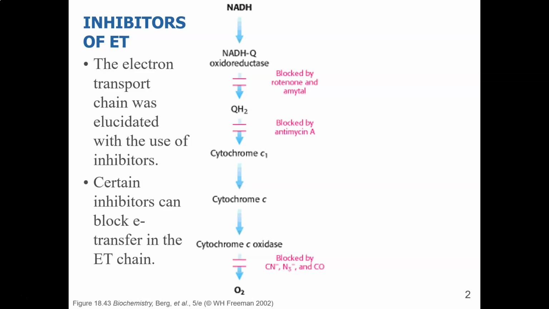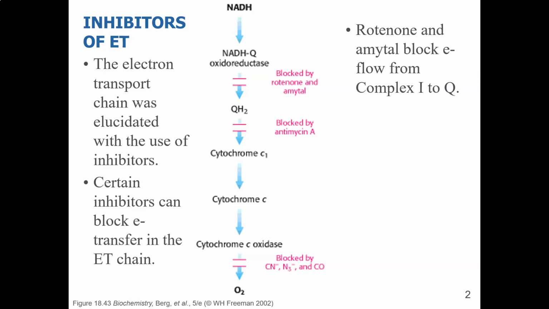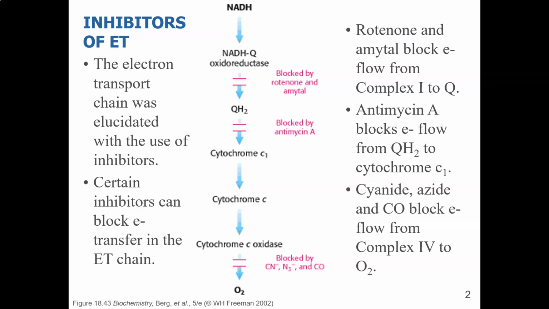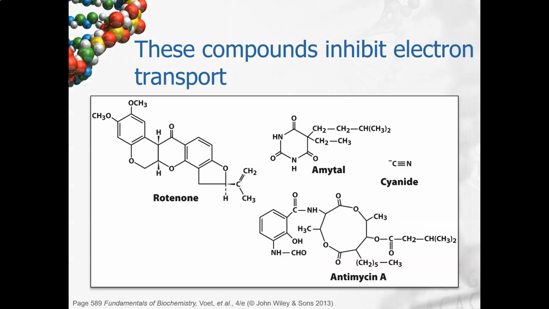It was a very difficult task to do this. One of the ways that you can do this is that you can have cells in culture and you can add various inhibitors. Rotenone and amytal will block electron flow between complex 1 and coenzyme Q. If you added antimycin A to your culture, that would block electron flow from QH2 to cytochrome C1. And finally, if you added either cyanide, azide, or carbon monoxide, that would block electron flow from complex 4 to oxygen.